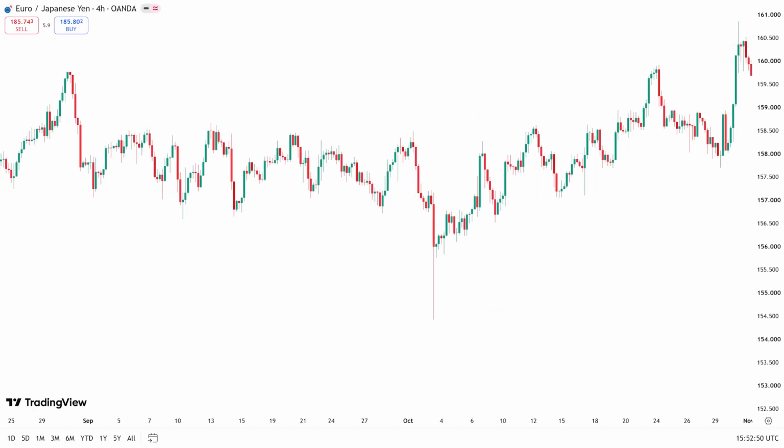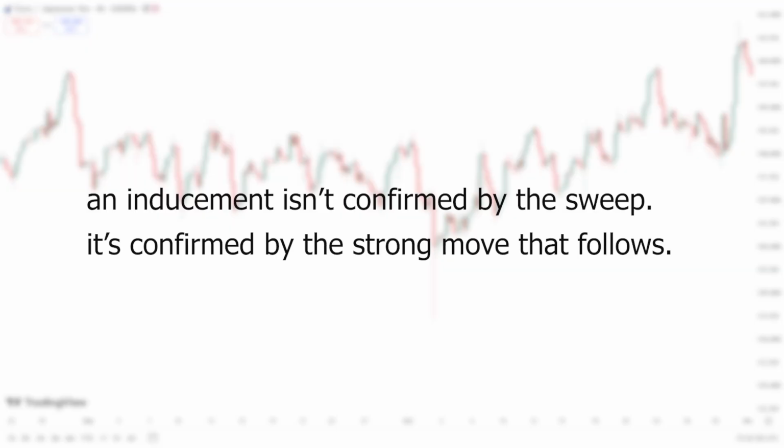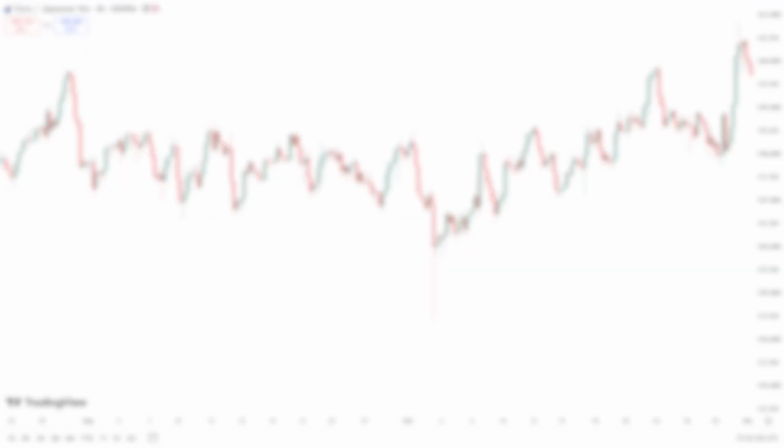But if price moves sideways, struggles to recover, or keeps falling, the sweep may not have been an inducement at all. Remember, an inducement isn't confirmed by the sweep. It's confirmed by the strong move that follows.